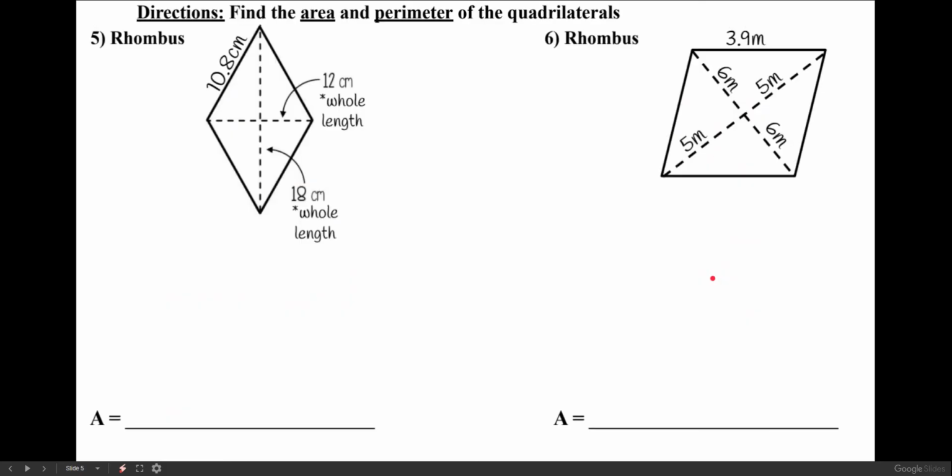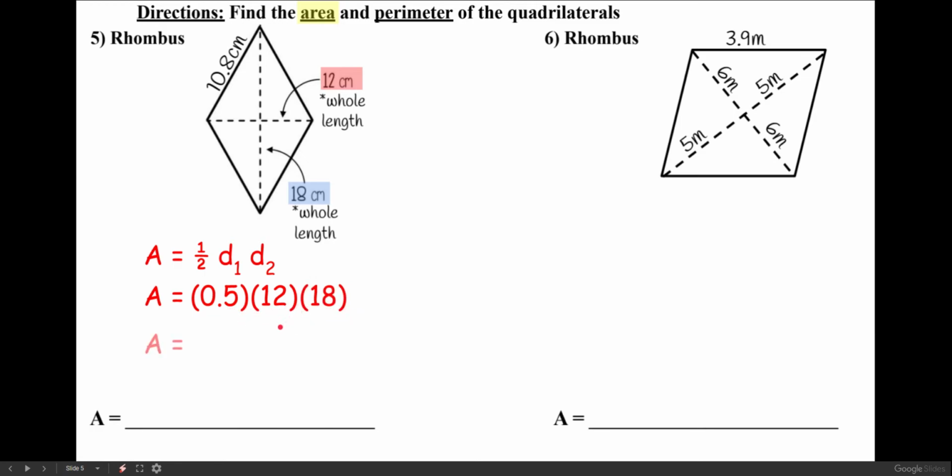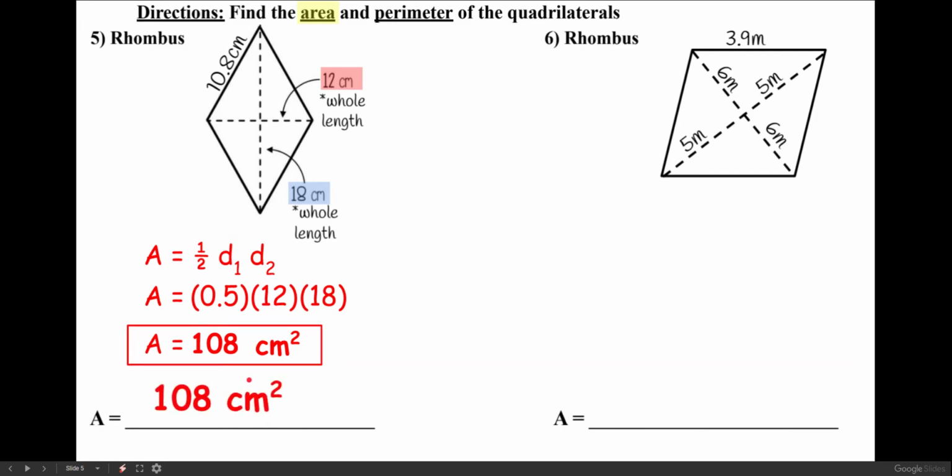Let's go ahead and try number 5, a different kind of question. Well, not really, because they are giving us the drawing this time, and they're giving us some extra numbers, so be careful. We need to find the area first. We've got one diagonal length, and this is a rhombus. That's 12 centimeters. The other one is 18 centimeters. So we're just going to do area equals 1/2 times 12 times 18. Multiply those two and divide by 2, and you should get 108 what? 108 centimeters squared. And that is going to be our area.